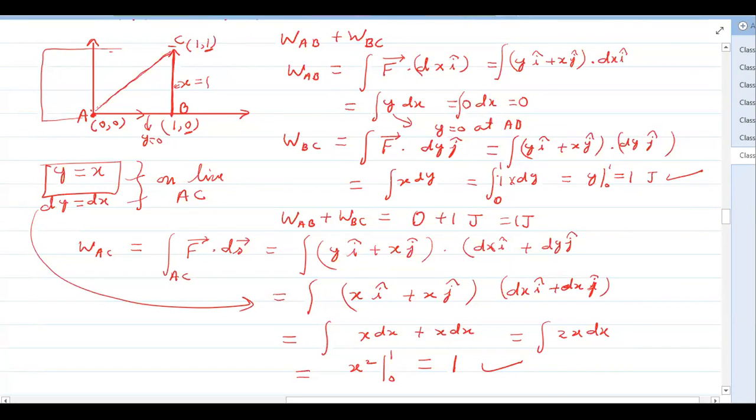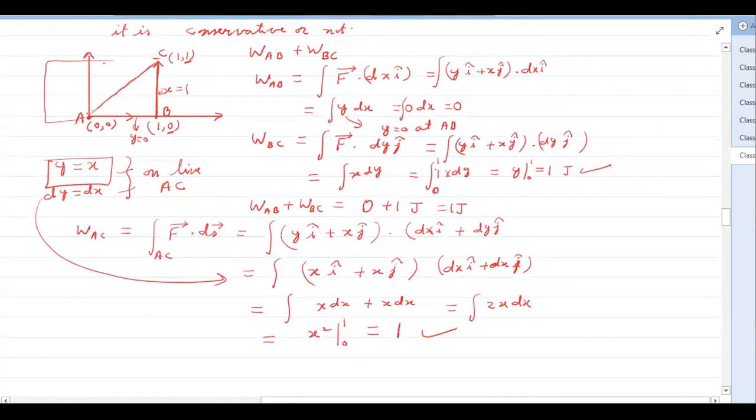Okay, so let us check. Are you getting what I'm trying to say? If the work done for two different paths is the same, that does not guarantee that the force will be conservative. But if you get the work done from two paths as different, that gives the guarantee that the force is non-conservative. So I am writing the statement. Suppose the work done from ABC is equal to work done from AC. It is not a guarantee that the force is conservative.